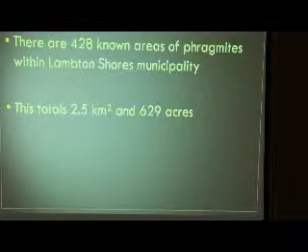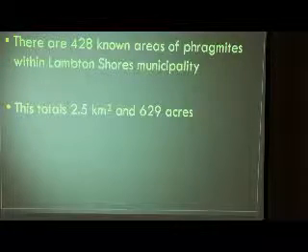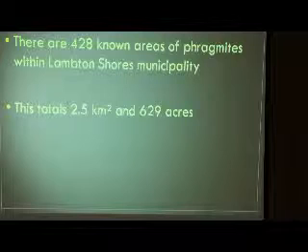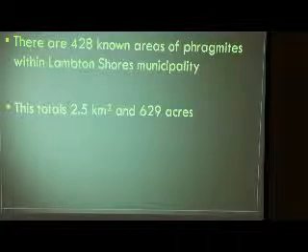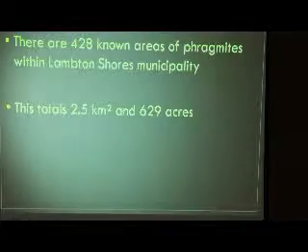The results of my mapping this summer and the shared data between the county and ABCA are that I've identified 428 known areas of fragmites within Lantern Shores municipality, and this totals approximately 2.5 square kilometers, or 629 acres.